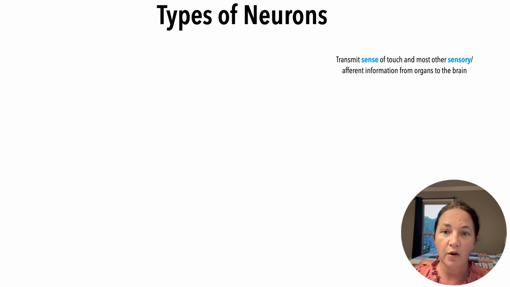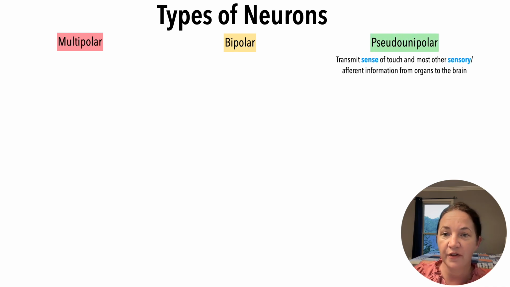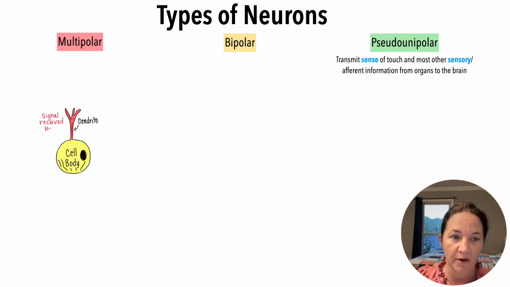Okay, so here we're going to talk about the types of neurons. The first kind I'm going to talk about are multipolar neurons. Then there are bipolar neurons, and there are the pseudo-unipolar, or sometimes it's called a general sensory neuron. First, let's look at the multipolar neuron.